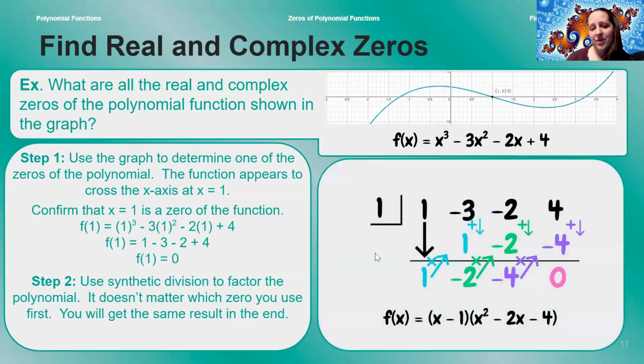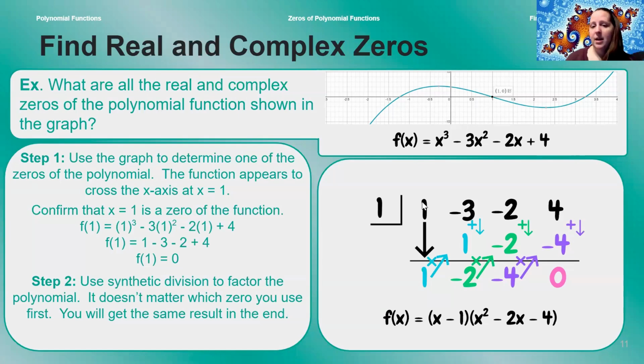I can use synthetic division to factor the polynomial. You can use long division if you want, or you can use synthetic. Either way will work. I'm going to factor the polynomial because this is an x cubed, which makes it more difficult to factor. You can factor it, but it's going to take a bit longer to figure out what times what gives you this polynomial. It doesn't matter which 0 you use first. If you have more than 1 0, you can use whichever 0 you want. You'll get the same result in the end. So I'm going to use the 0 that I know, which is 1.